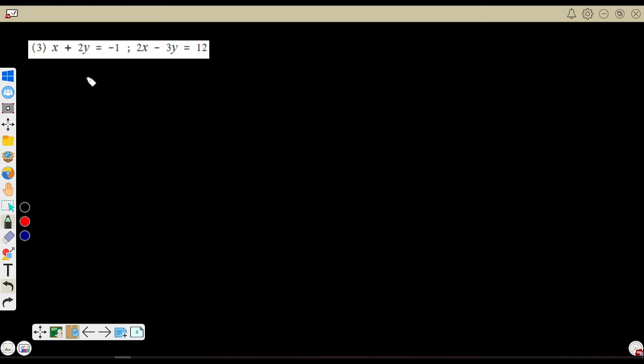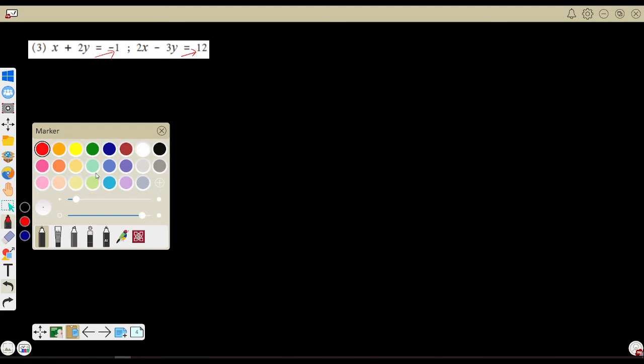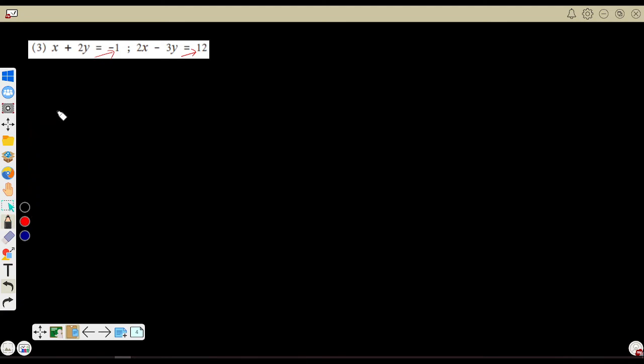If you observe the given equations, they are already in the required format. The constants in both the cases are already on the right hand side, so we don't have to make any changes. We will directly start with the solution. I'll copy the equations. First is x plus 2y is equal to minus 1, and the second equation is 2x minus 3y is equal to 12.